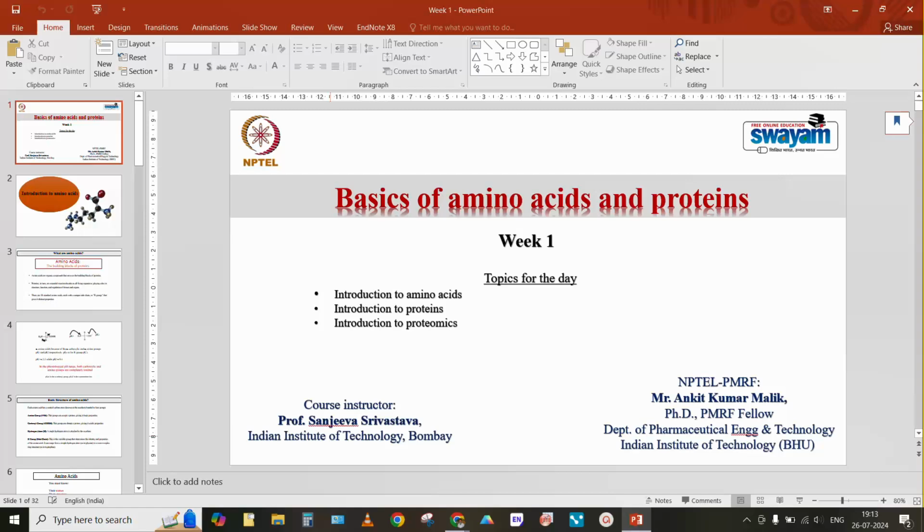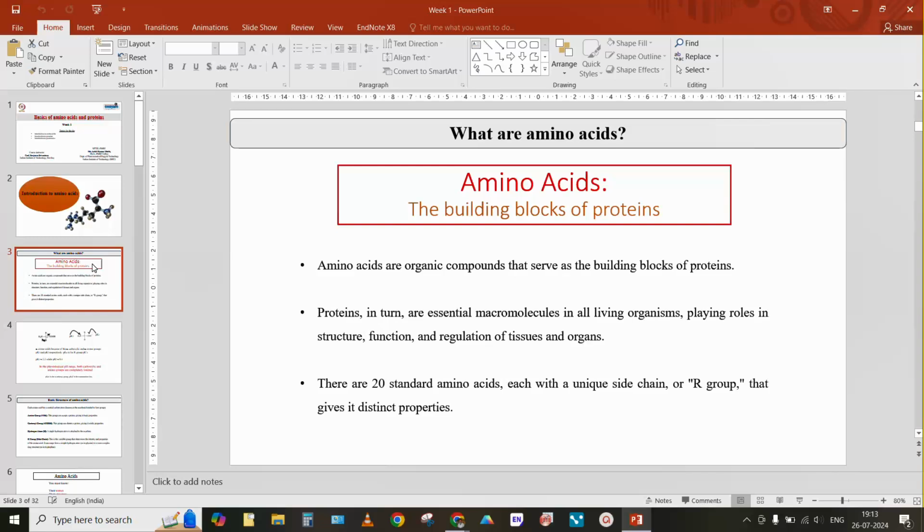So let's start from the topic introduction to amino acids. This is a week one session, so we'll just cover entirely basic things today: what are amino acids, what protein stands for, what is proteomics, and what are its works and techniques. We'll not go into that deep knowledge. Okay, so let's start. What are amino acids?